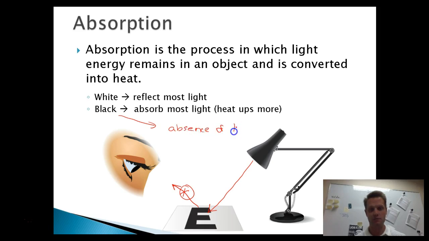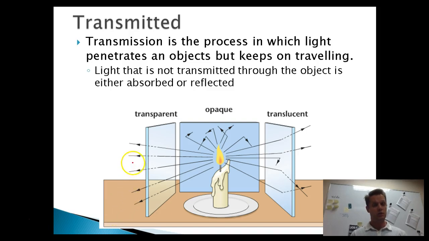And any black object is really good at absorbing light and converting it into heat. That's why if you wear a black shirt on a hot day, you'll get very warm. If you wear a white shirt, it will actually reflect all the light. And you'll actually stay cooler in a white shirt on a hot day compared to a black shirt on a hot day.